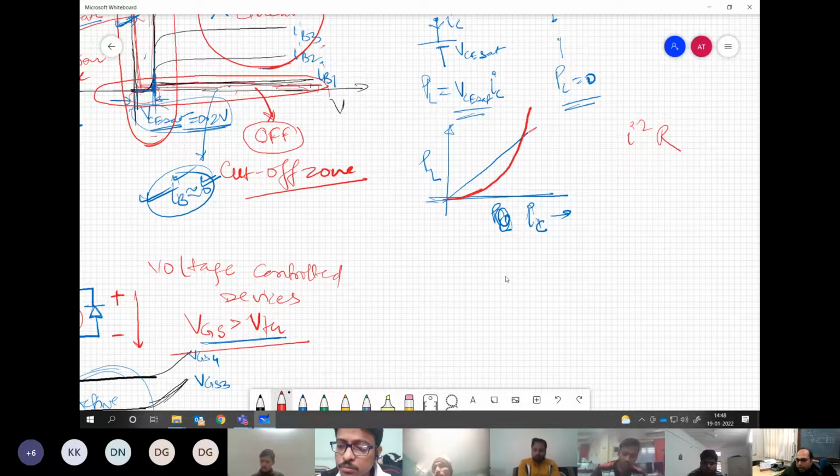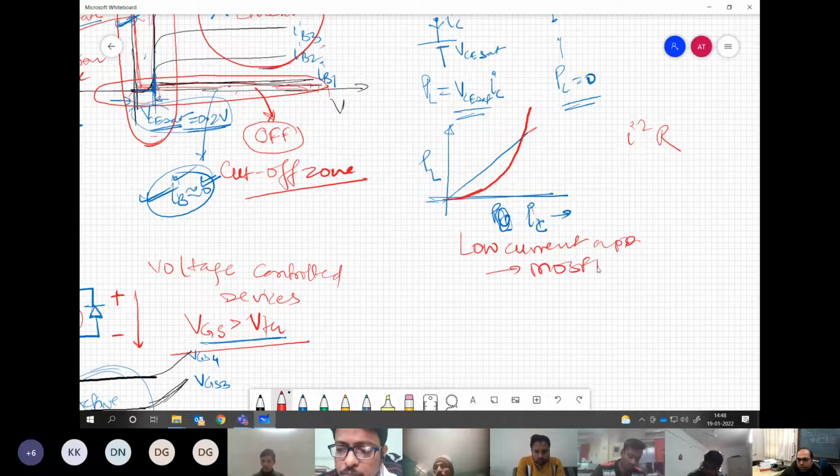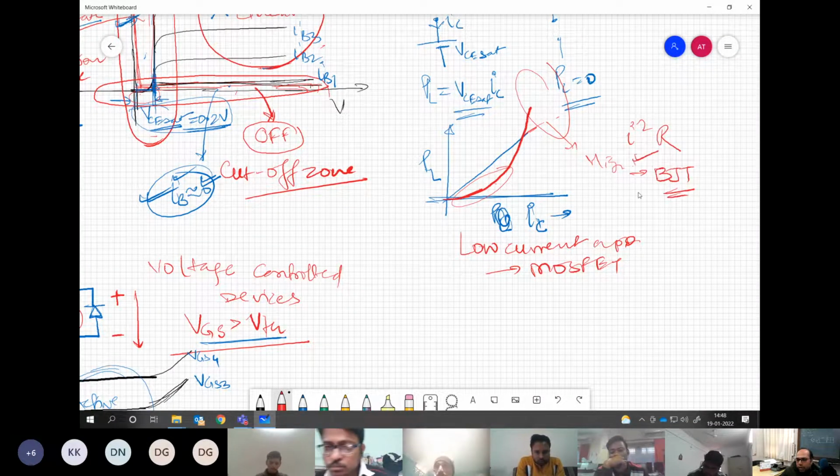in the BJT. So for low current applications we go towards the MOSFET because the power loss is lower. But whenever we deal with high currents, we see that the BJT power loss is lesser than the MOSFET. So for high current or high power applications, we go for BJT. This is the advantage of BJT from the power loss point of view.